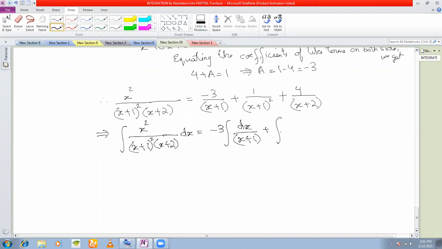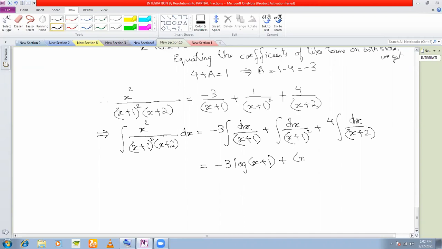Plus integration dx by (x plus 1) whole square, plus 4 times integration of dx by (x plus 2), right? What is the integration of dx by x plus 1? It is log of x plus 1 divided by the derivative of x plus 1, which is 1. What is the integration of dx by (x plus 1) whole square?